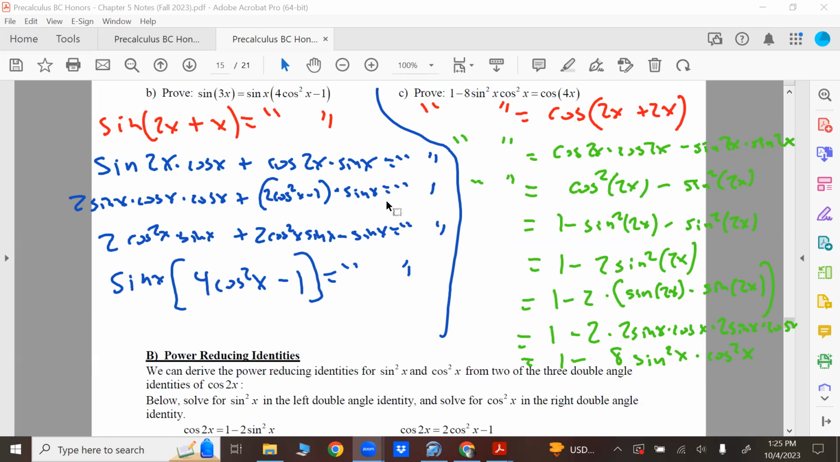I decided to change this one because I have a positive 1 anyway on the left side. So I changed this by using a Pythagorean identity, making it 1 minus sine squared 2x. Combine these two to get negative 2 sine squared 2x. Then this part you have to be really careful. That's sine 2x times sine 2x. That's 2 sine x cos x, 2 sine x cos x. That becomes 8 sine squared x cosine squared x. That's verified. I know, it's pretty crazy. That's a nutty one.